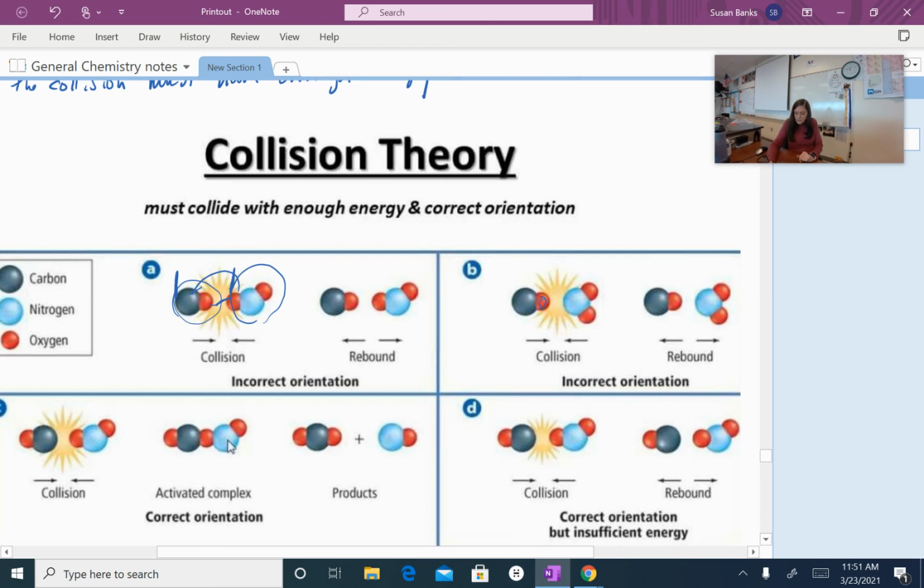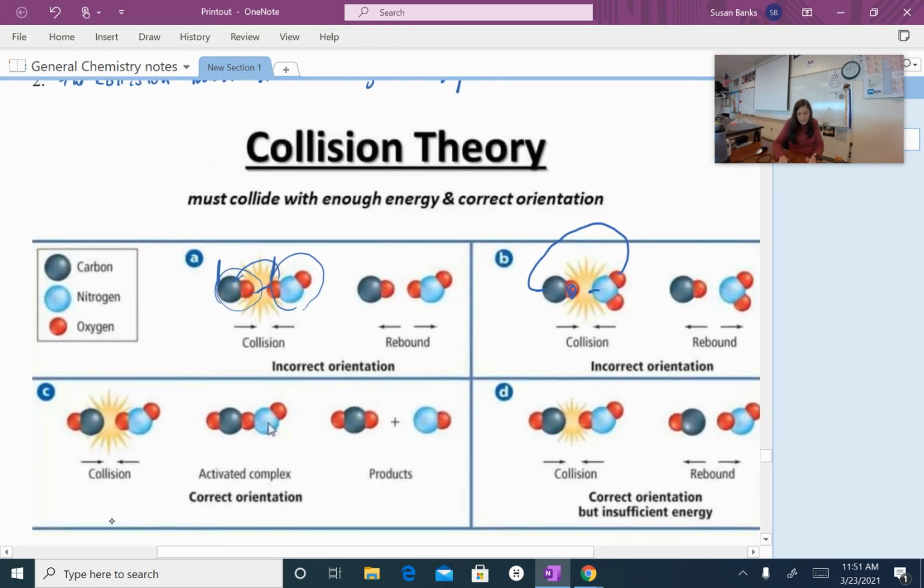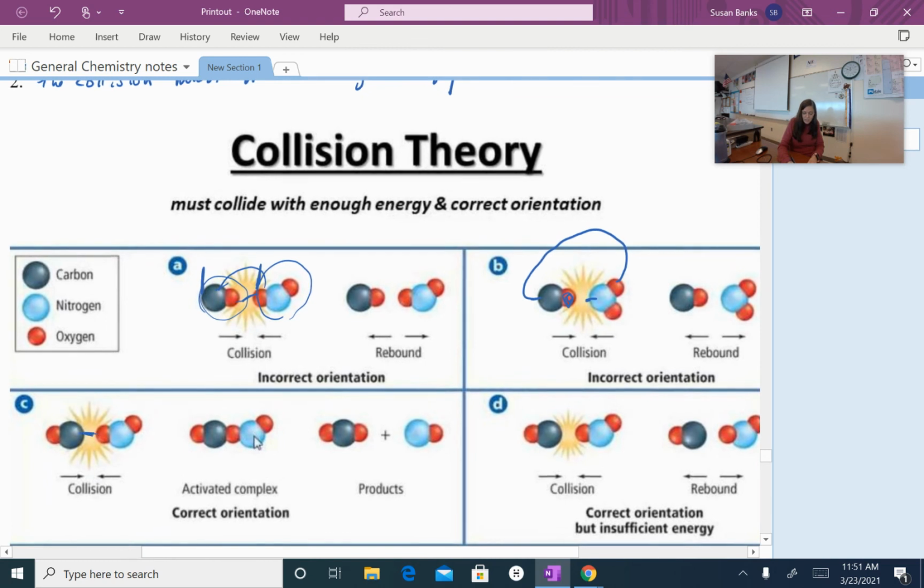So same here. I don't want the oxygen hitting the nitrogen. I want this oxygen hitting the carbon over here. So it's going to rebound. It's not going to react. I could have the correct orientation where the oxygen is hitting the carbon. That will work. Notice now I do have carbon dioxide and nitrogen monoxide, just like I wanted. Or I could even have the correct orientation, but this is a weak collision. It's not very strong. It's insufficient energy. It will still rebound. So I have to have the proper orientation and I have to have the right amount of energy.